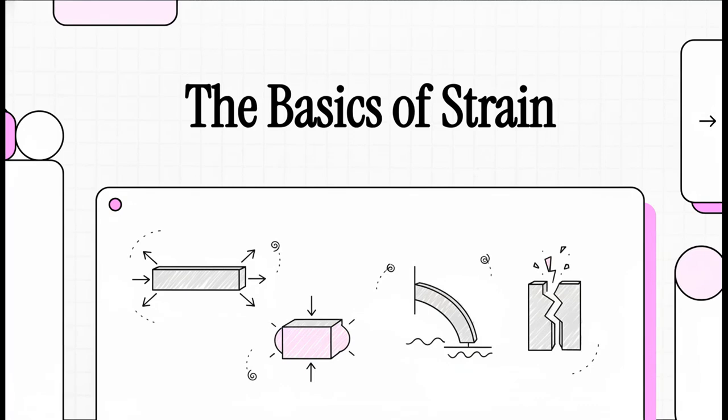Hey everyone, and welcome. Today, we're going to talk about something called strain. Now, it might sound a little technical, but it's really just the hidden language materials use to tell us if they're about to bend or if they're about to break. So let's dive right in.